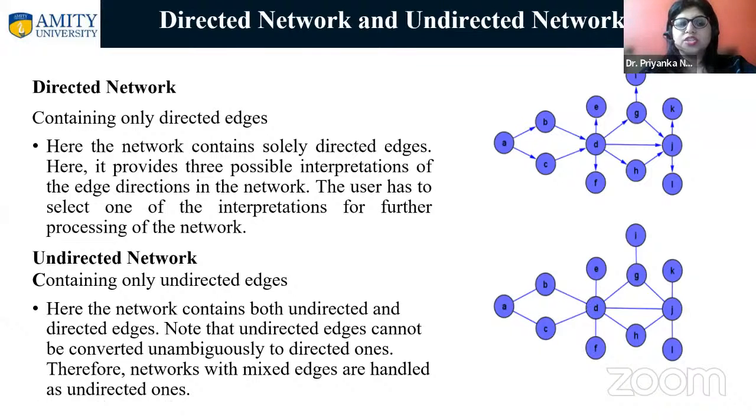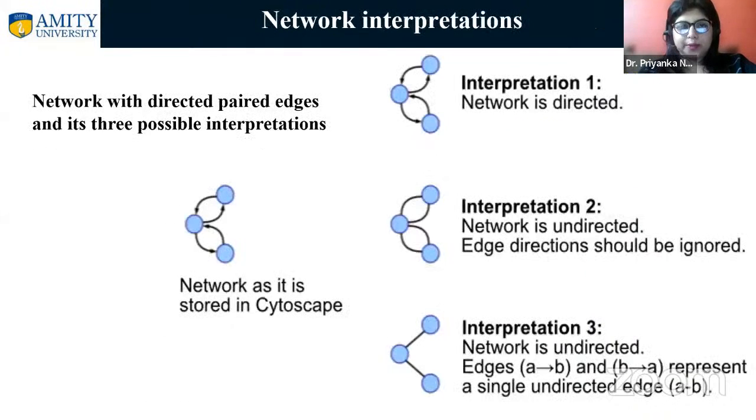Undirected edges cannot be converted unambiguously to directed ones. So mixed networks or mixed edges are considered undirected only, because we cannot decide to put an arrow or a dash against it. This has to come experimentally or with proper validation only. So this is what you see.